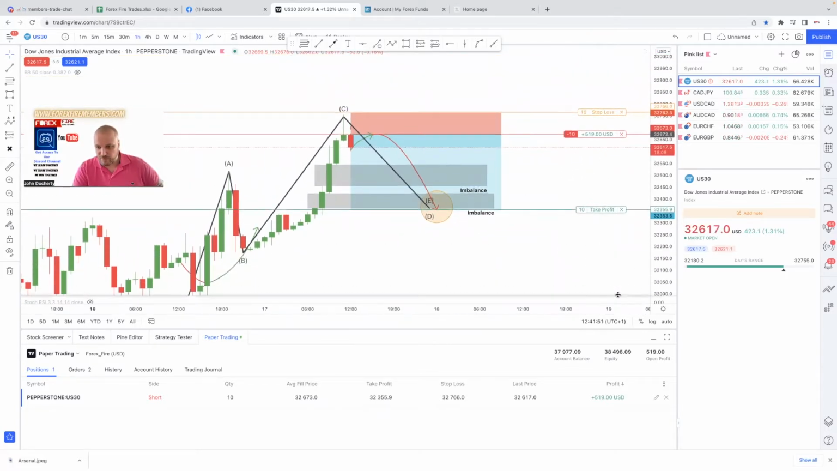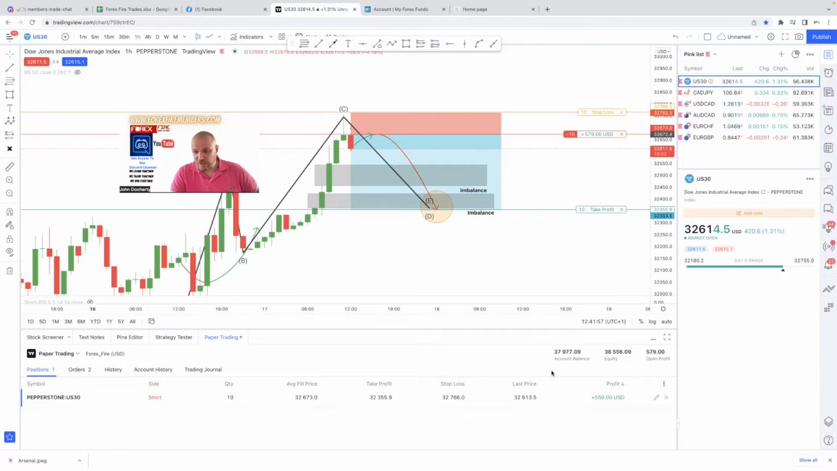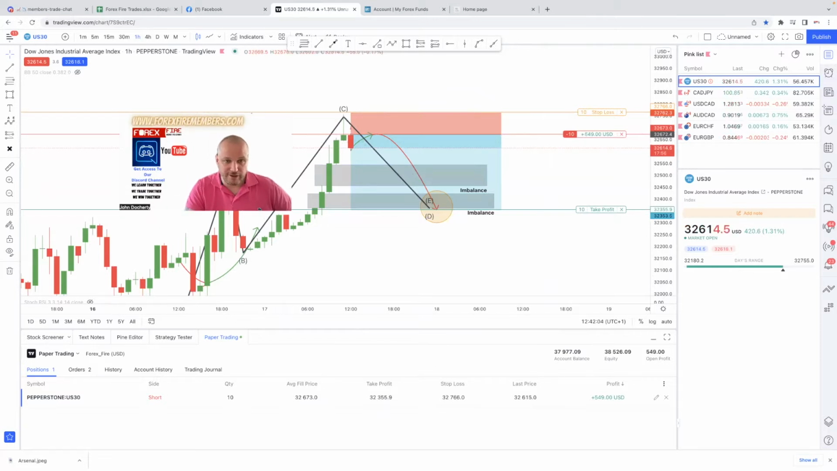based upon what I was doing on my paper trading account. Again, got to stress this, guys, I was trading from a 10K demo. I've now got this just under the 40K. And I'm only doing little and often on these sort of trades.